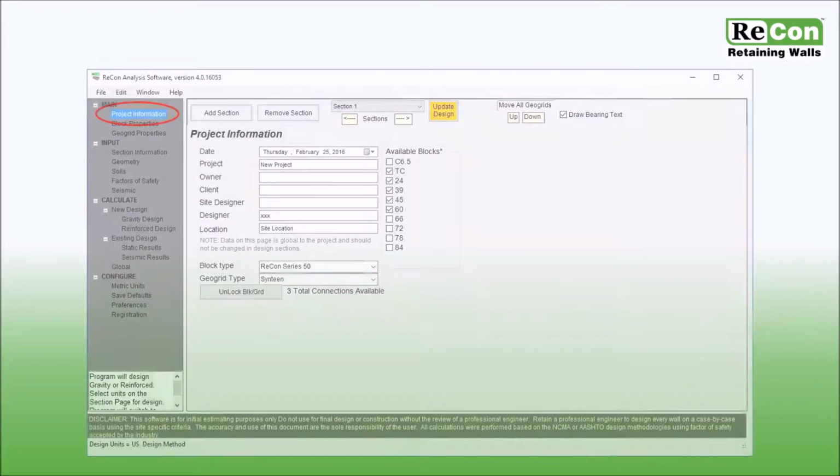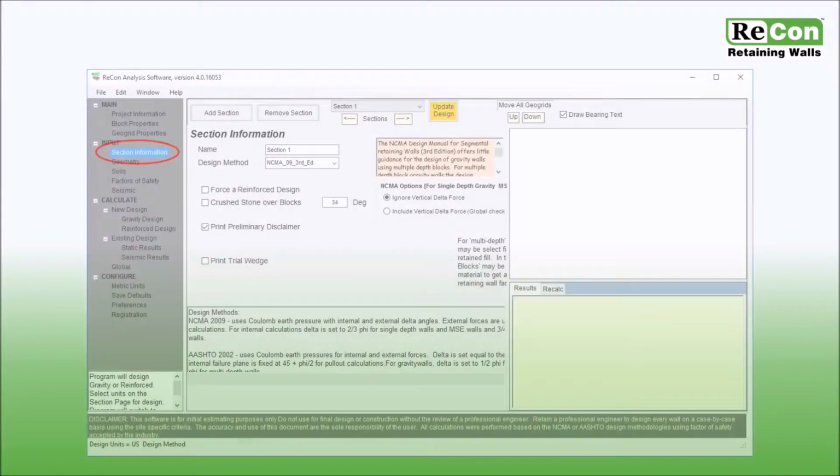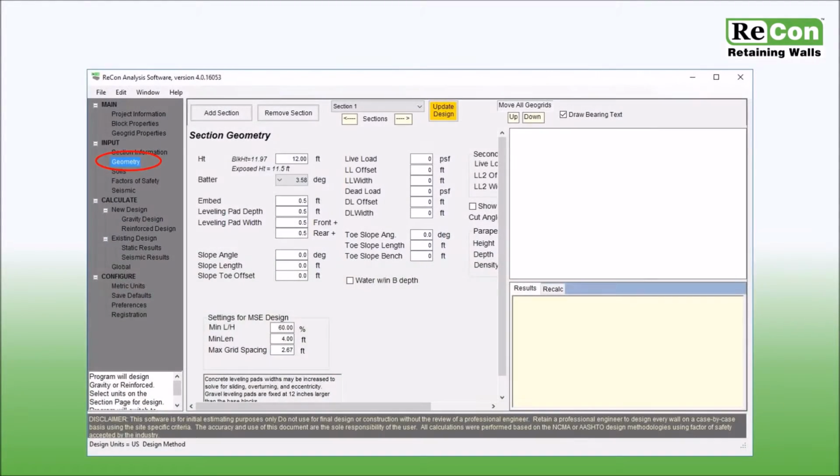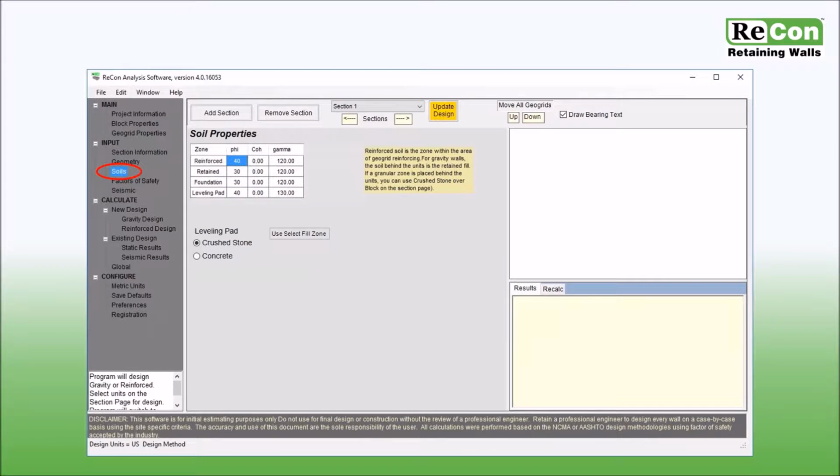In this video, I will explain how to interpret your results for gravity wall analysis within Recon Wall 4.0. Now that you've completed your inputs for project information, section information, geometry, and soils, you are ready to analyze your gravity wall section. In some cases, you may want to review the information on the factors of safety and block properties screens, but in general, the default values are based upon your chosen design methodology and should be appropriate for your analysis. To complete your gravity wall analysis, click Gravity Design from the side menu located below Calculate New Design.